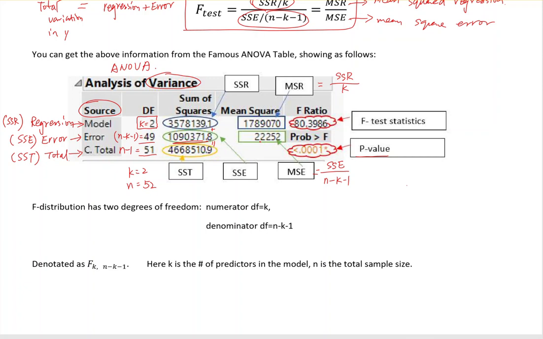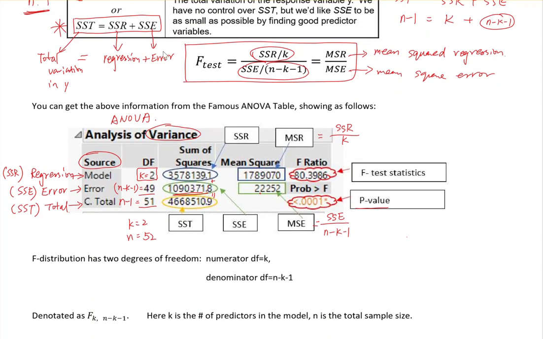Alright, and then the next column is about MSR. MSR is just SSR divided by degree of freedom. And then MSE will be SSE divided by the degree of freedom. And then the F-test statistic will be just MSR divided by MSE. That's it, right? And then you will have the corresponding p-value.